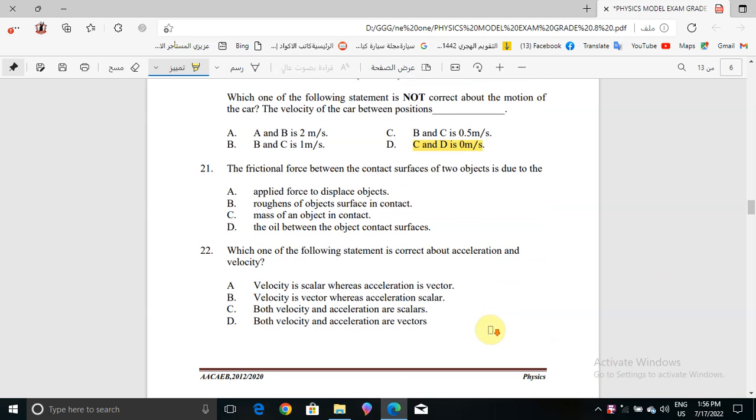Okay, now in question number 21, the frictional force between the contact surfaces of two objects is due to what? Applied force to displace objects, roughness of object surface in contact, mass of an object in contact, or the oil between the object contact surfaces. The correct one will be the oil between the object contact forces. Now, in question number 21, the correct answer will be roughness, because it says the frictional force between the contact surfaces. So the correct one will be roughness of object surface in contact.